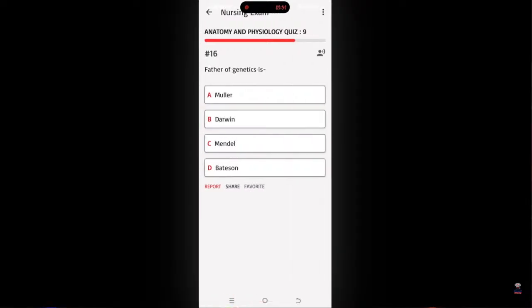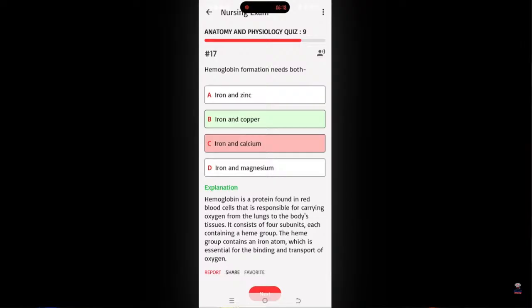Father of genetics is: A. Muller. B. Darwin. C. Mendel. D. Bateson. No. Correct answer is C. Hemoglobin formation needs both: A. Iron and zinc. B. Iron and copper. C. Iron and calcium. D. Iron and magnesium. No. Correct answer is B.